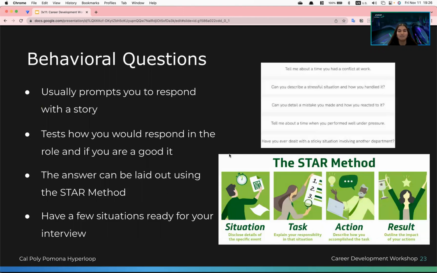The answer can be laid out using a method called the STAR method. It stands for situation, task, action, and result. So you lay out the situation, then you say what you were specifically tasked with, how you responded to the task with an action, and then due to the action, what was the result?